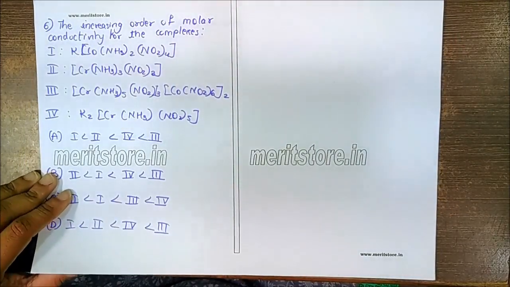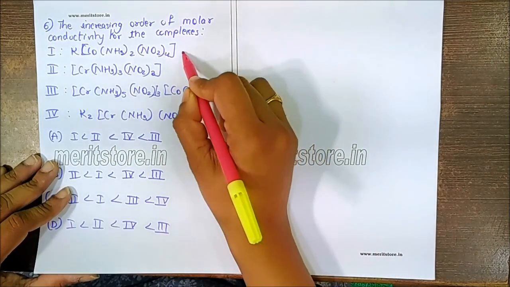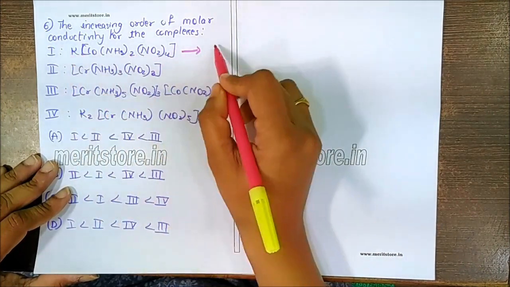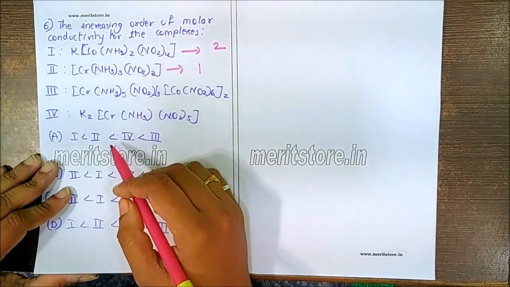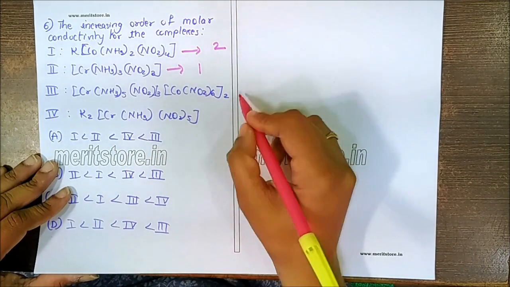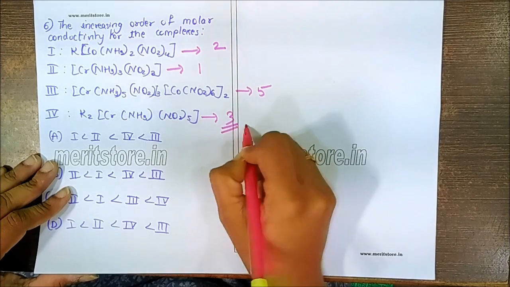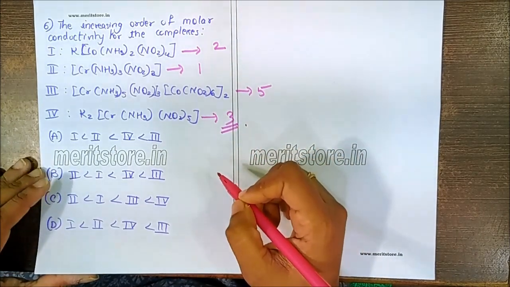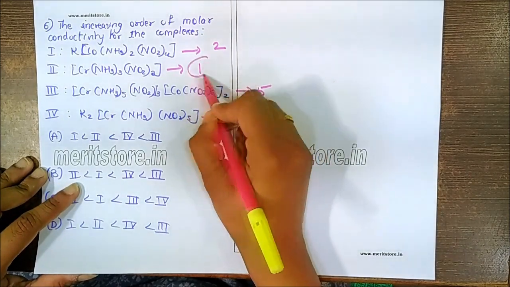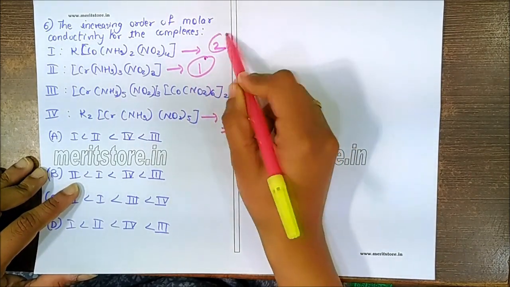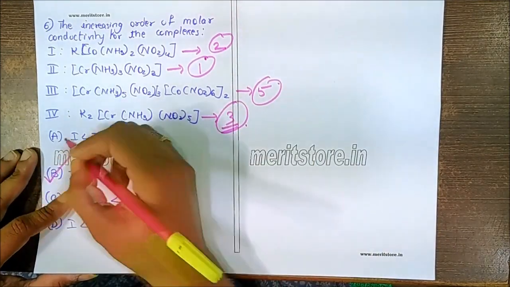The increasing order of molar conductivity for the complexes we have to find. But before that, we'll find the number of ions which are formed. So 1 plus 1, that will be 2 ions. Here there will be 1 ion because it's a coordinate complex, it won't dissociate. Here it will be 3 plus 2, there will be 5. And here 2 plus 1, there will be 3. Now in this case, the molar conductivity will be lowest for the 2, then for 1, then for 4, and highest for the 5. Hence our option is B.